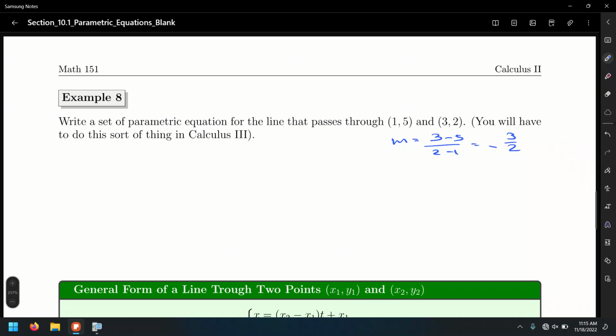I'm going to use the first point. Wait, no, because it's supposed to be 2 minus 5 and 3 minus 1, right? I don't know what happened here, but it's still 3/2. So anyway, y minus y1 equals m times x minus x1. I'm going to use the first point as a reference. y minus 5 equals negative 3/2 times x minus x1, which is 5.